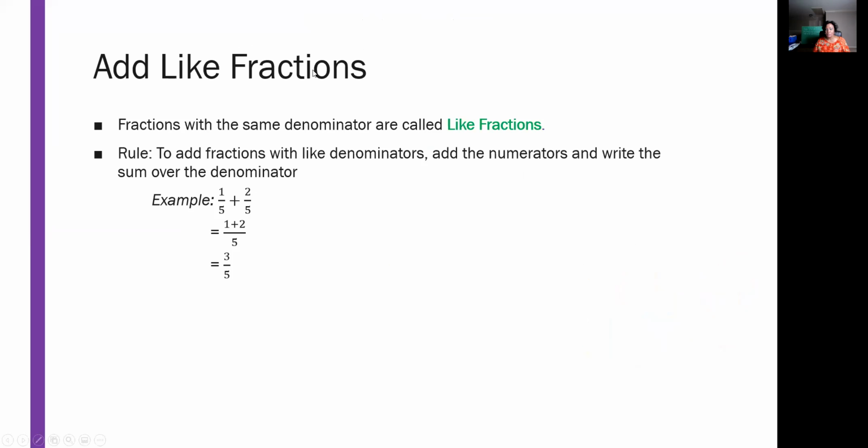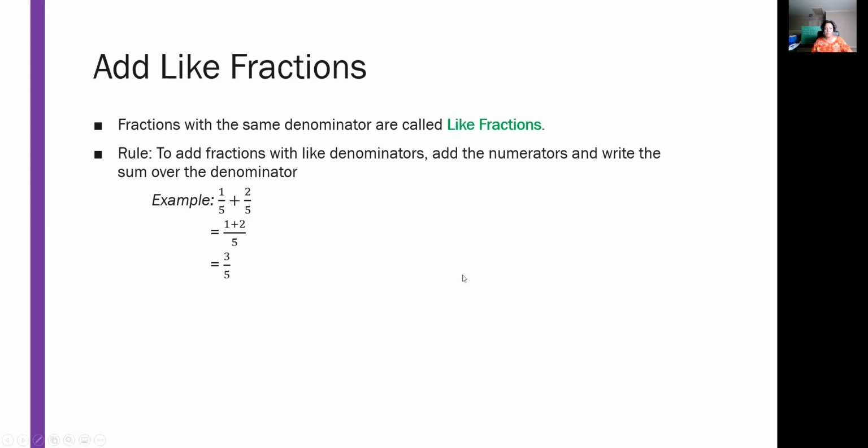So, add like fractions. When you open your journal, I want you to write this down, or look back and take a yellow marker and mark through it, because I'm a writer. I like to write things down. Write this down: fractions with the same denominator are called like fractions. And then there's a rule for it. To add fractions with like denominators, add the numerators, that's the top number, and write the sum over the denominator, which is the bottom number, okay?